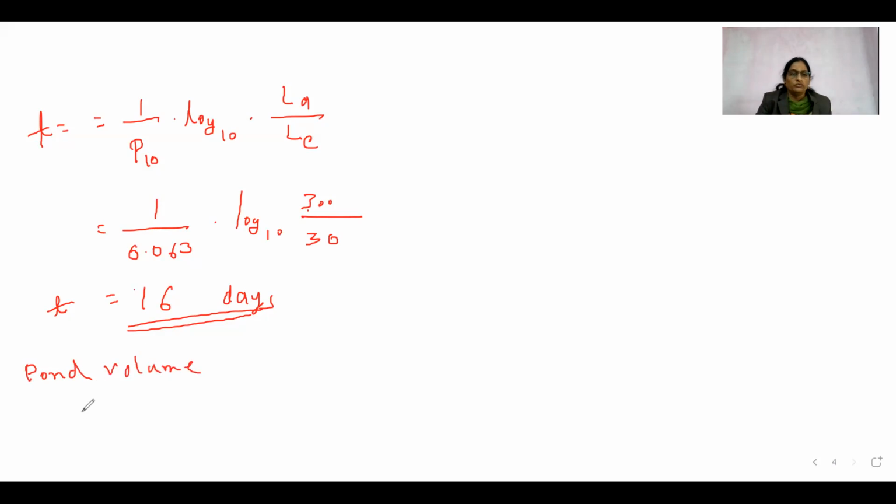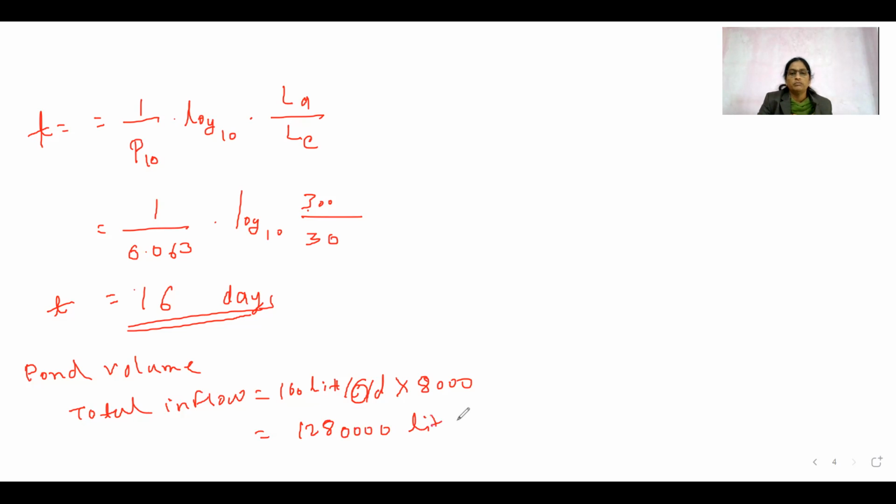So we have the total inflow. What is the total inflow? Inflow means total sewage flow: 160 liter per capita per day. The total inflow we can calculate by multiplying by the population, so that capita gets cancelled. 16 into 8 is 128, and so on, giving the total inflow in liters per day.